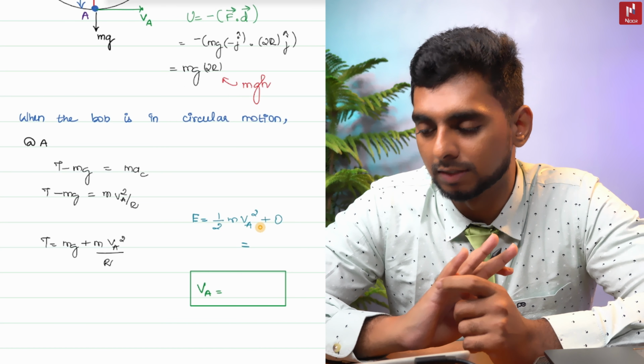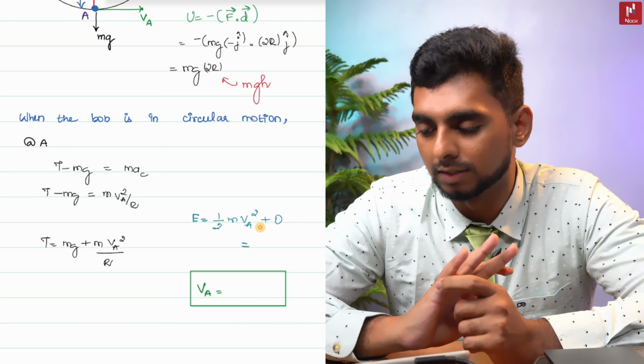So if I add, what will I get? mgr is the same. Here you have got 2, so that will become 4. So 4 plus 1 will be 5. So that will be 5 by 2 mgr. So you'll end up getting 5 by 2 mgr, right? This one should be clear, right? You shouldn't have any doubt.